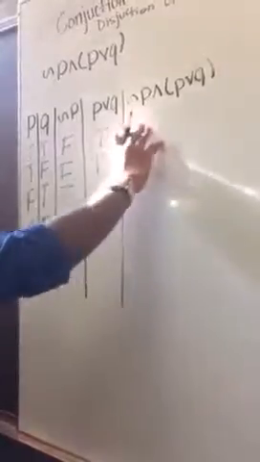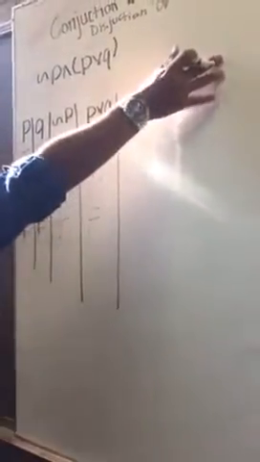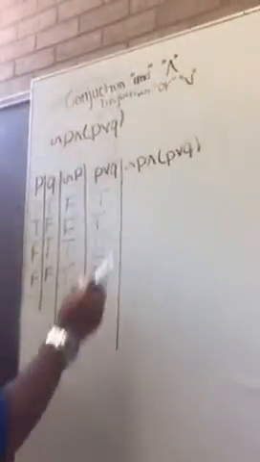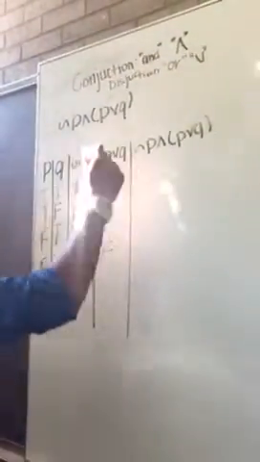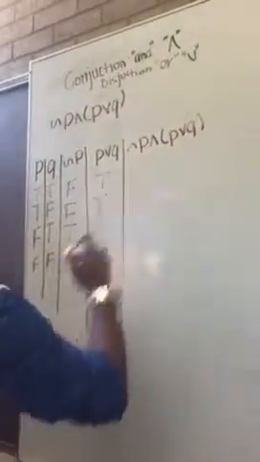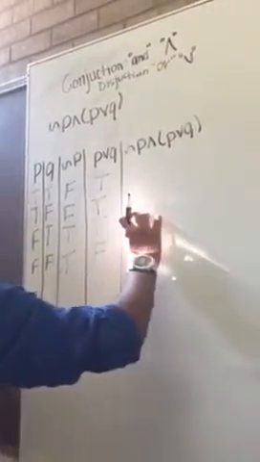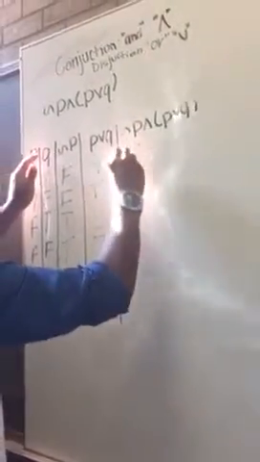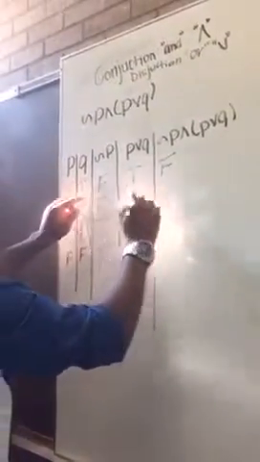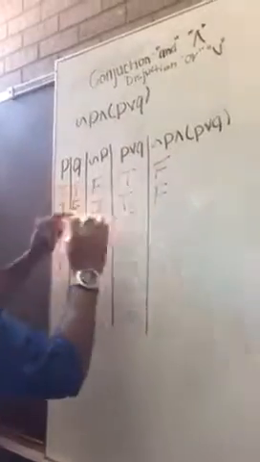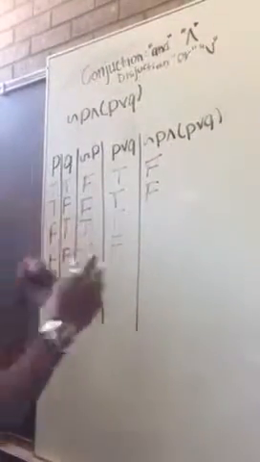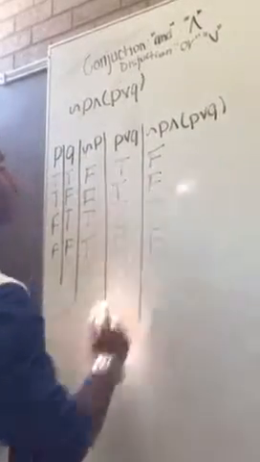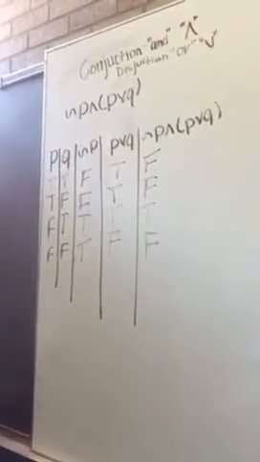So next, you're going to look at your P, your negation of P, and this right here is your conjunction. This right here is your disjunction, so negation and parentheses. So what you're going to do is look at this, and it's going to be false. False and true is going to be false. True and true, you only can have two truths, so that makes it true. True and false is going to be false. And that's how you solve this problem.